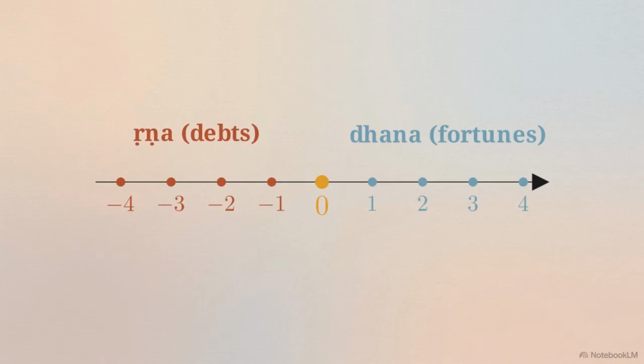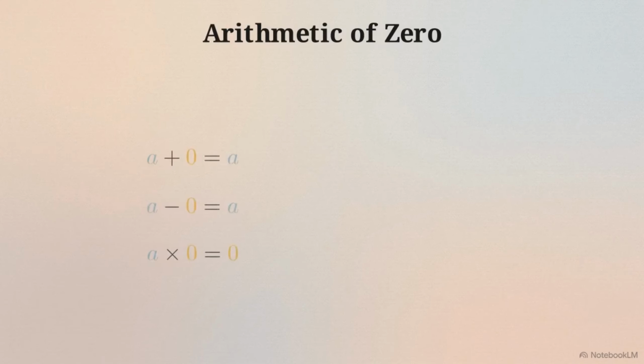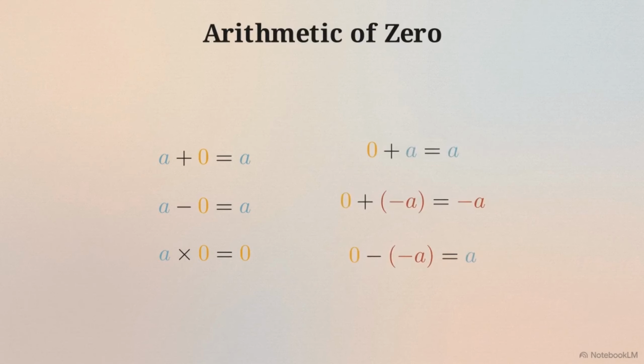He codified nothingness itself, establishing zero as an independent functional number that sat precisely between positive units, which he called fortunes, and negative units, or debts. He laid down the specific arithmetic rules for this new number, proving that zero could be actively added, subtracted, and multiplied. If you subtract a number from itself, you get zero.